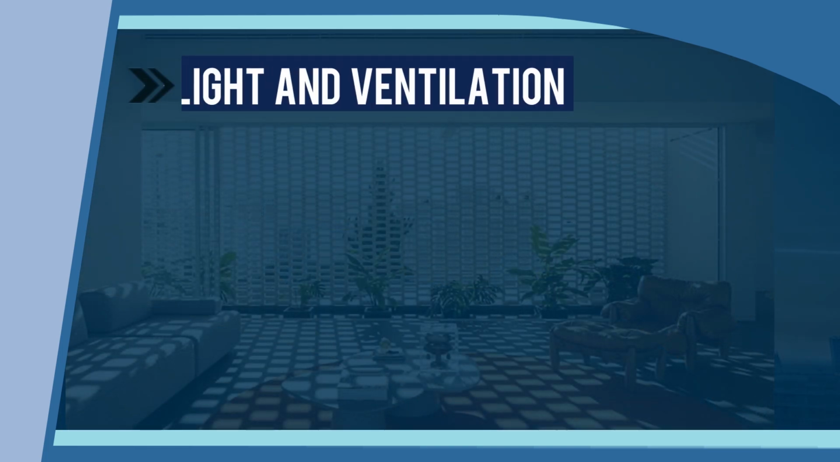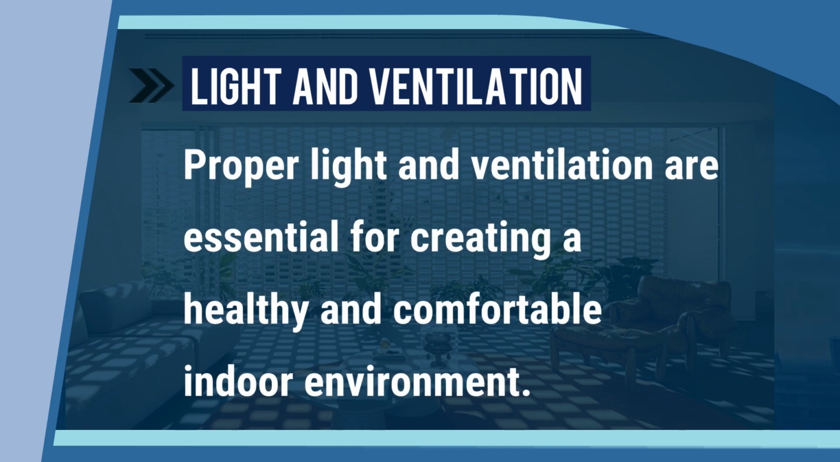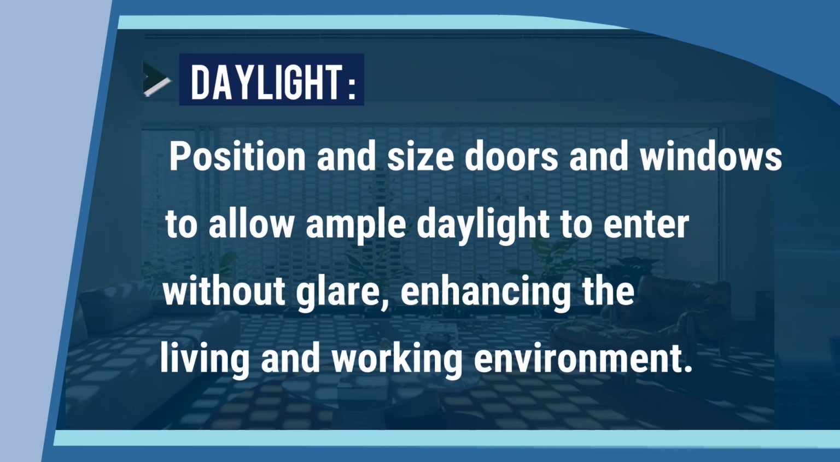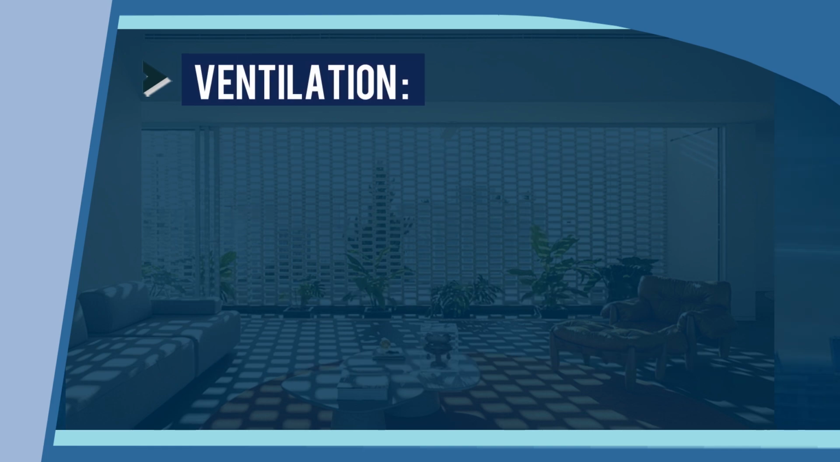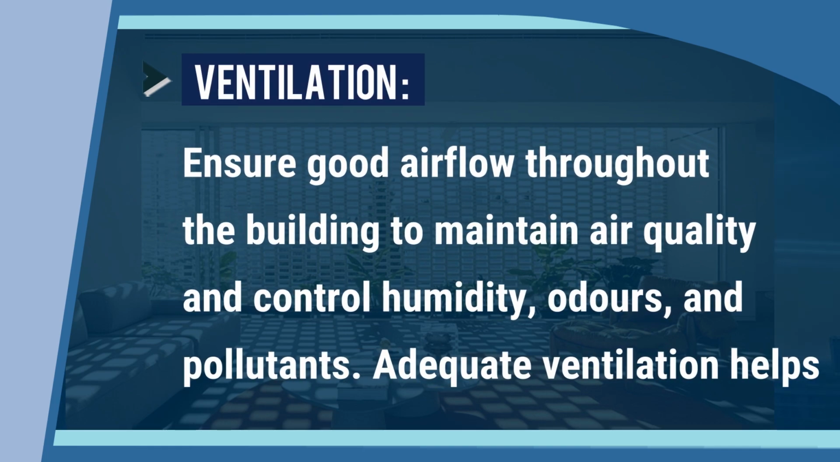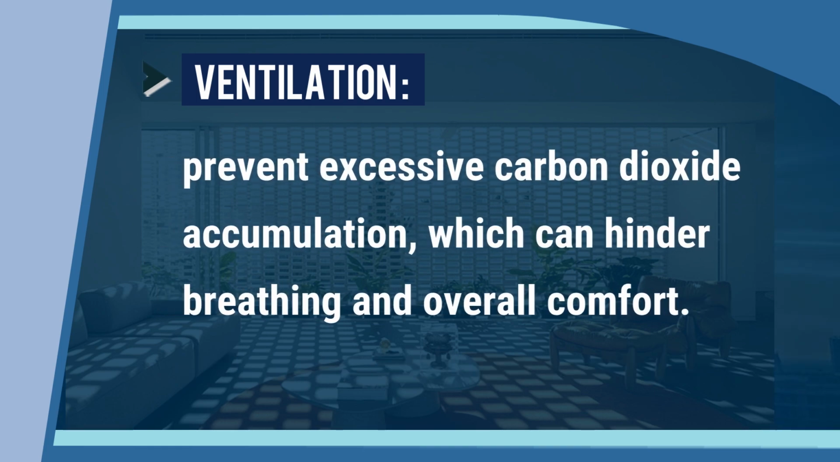Then the next is light and ventilation. Proper light and ventilation are essential for creating a healthy and comfortable indoor environment. Daylight: position and size the doors and windows to allow ample daylight to enter without glare, enhancing the living and working environment. Then the ventilation: ensure good airflow throughout the building to maintain air quality and control humidity, odor and pollutants. Adequate ventilation helps prevent excessive carbon dioxide accumulation, which can hinder breathing and overall comfort.